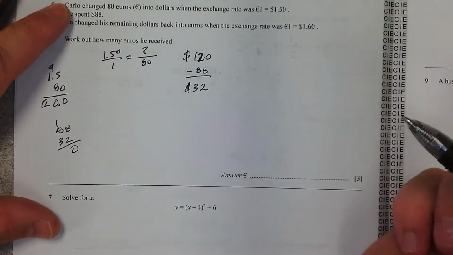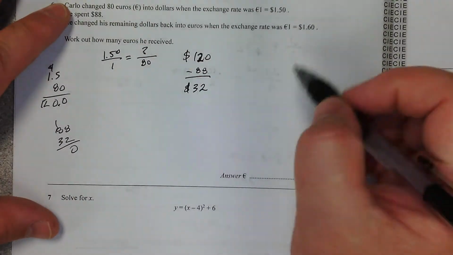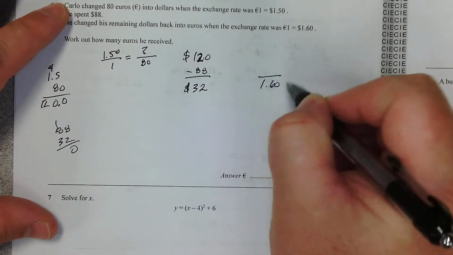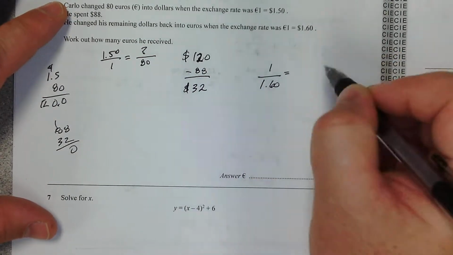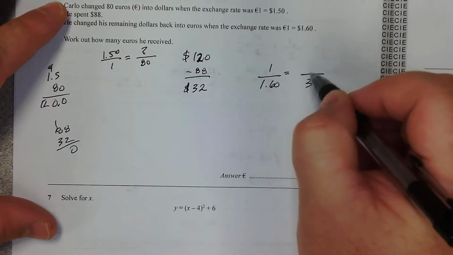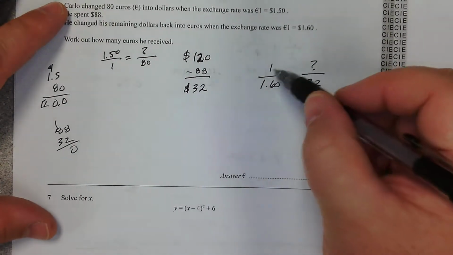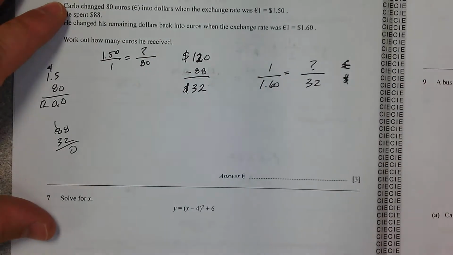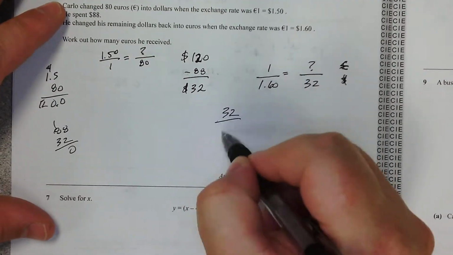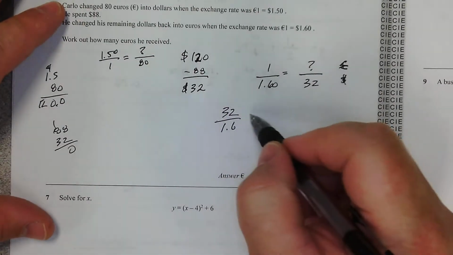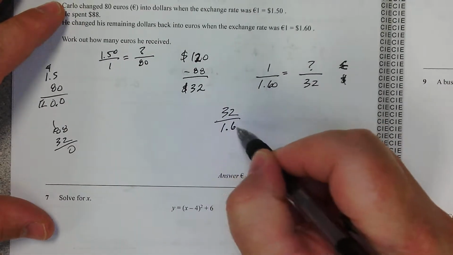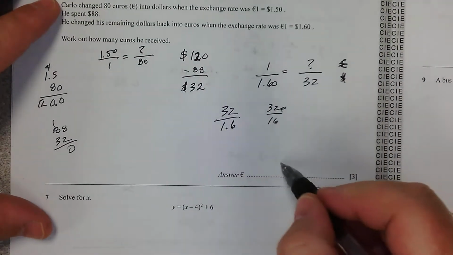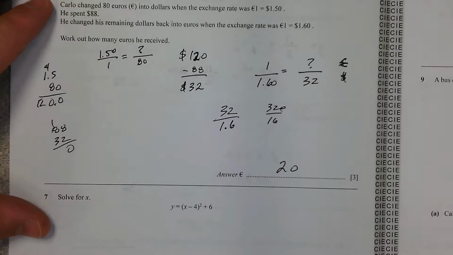Now, he's going to exchange that $32 back into euros, but now it's 160 for one, and he has $32, and he doesn't know how many euros. So this is euros over dollars, right? So 32 divided by 1.6, I do believe that's going to be 20, right? So, you know, we could do 320 over 16. Yeah, 20. So 20. Boom, done.